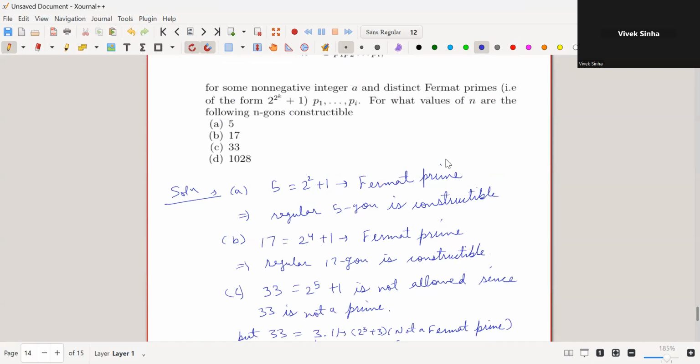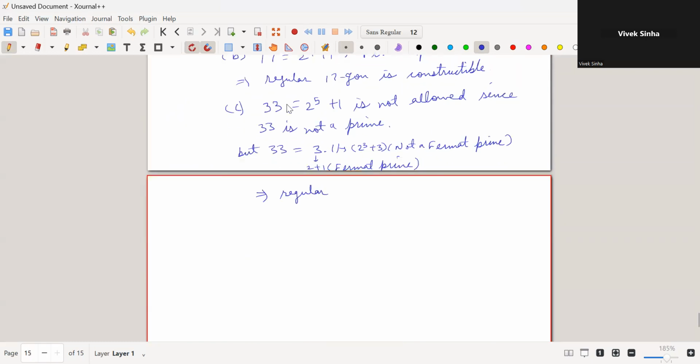Yes. And we need distinct Fermat primes, that is, primes of the form 2 raised to 2^k plus 1. So 11 is not of this form. Regular 33-gon is not constructible. So it's a very important theorem, because it gives an if and only if statement. A complete characterization is there.